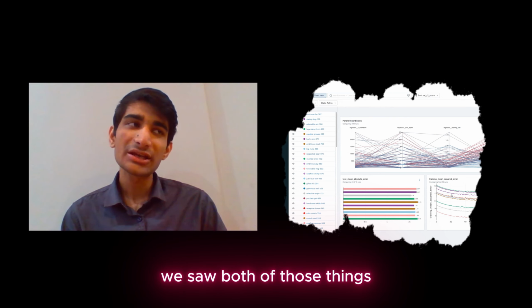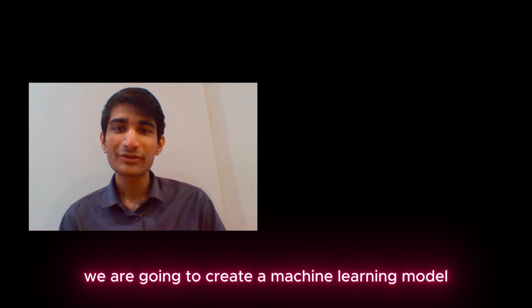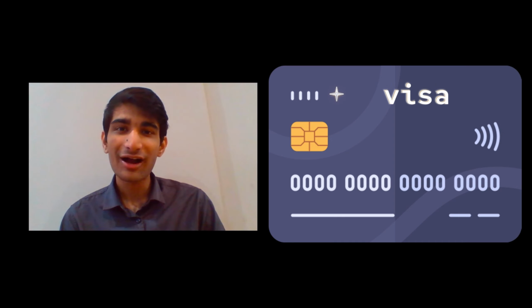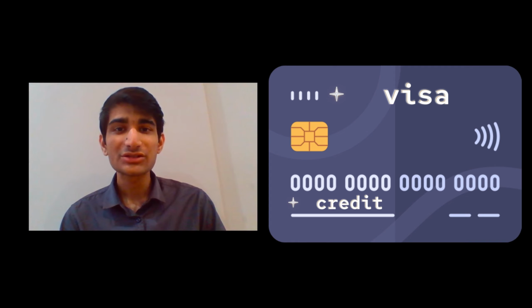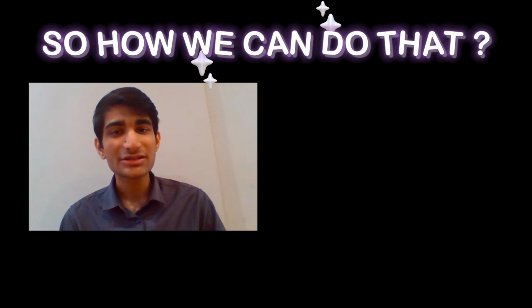We saw both of those things, and now we are at the stage where we need to touch another cloud platform. And so for this video, we are going to create a machine learning model that will help us identify what should be the credit limit set to a card that is assigned to a user. So suppose a new user is coming to the bank and he's asking for a Visa card of type credit. Then we want to set a credit limit for that card. So how can we do that on the basis of the existing card data that we have? That is what we are going to do in this video.